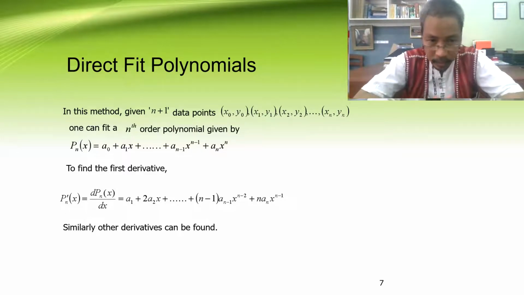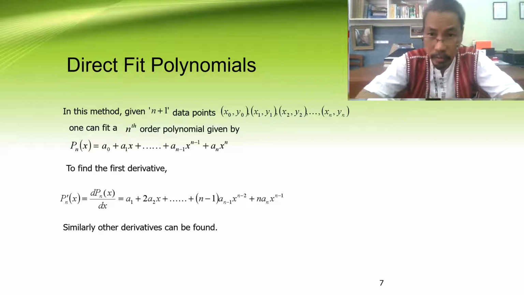So this is equal to a1, because the derivative of a0, which is a constant, is 0. So we have a1 plus 2 a2 x plus, and so on, plus (n minus 1) a sub n minus 1 times x to the n minus 2 power, plus n an x to the n minus 1.